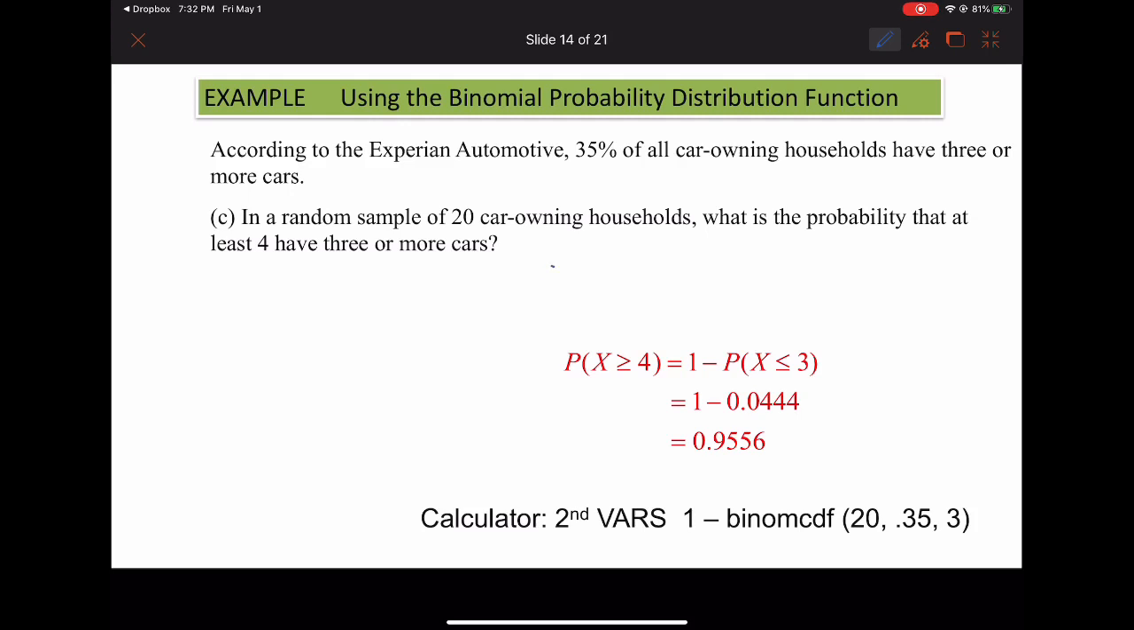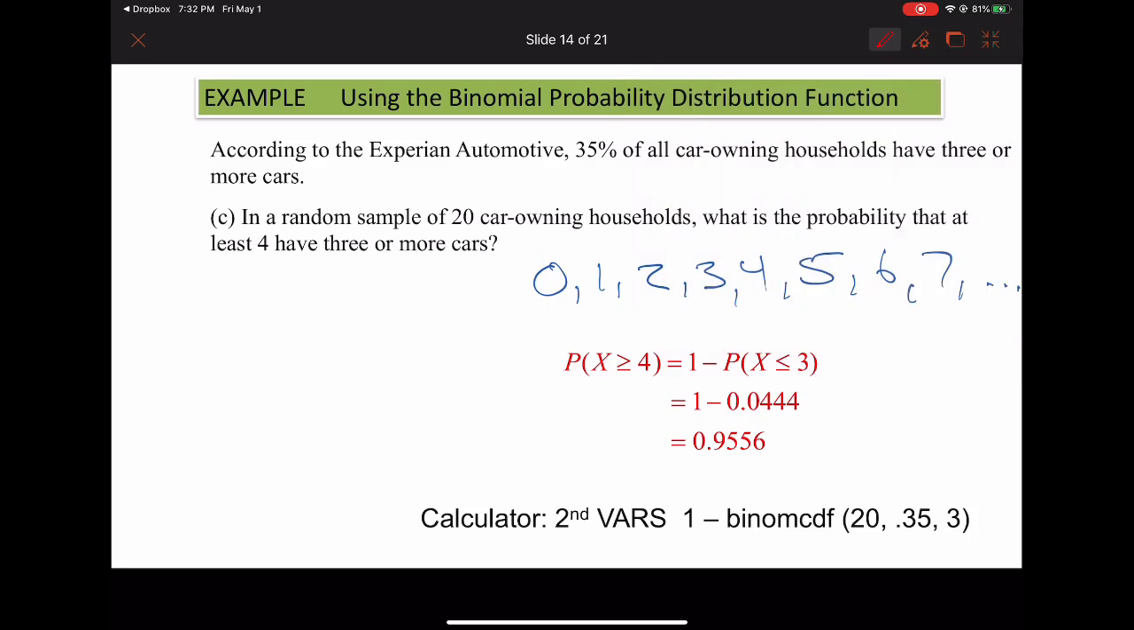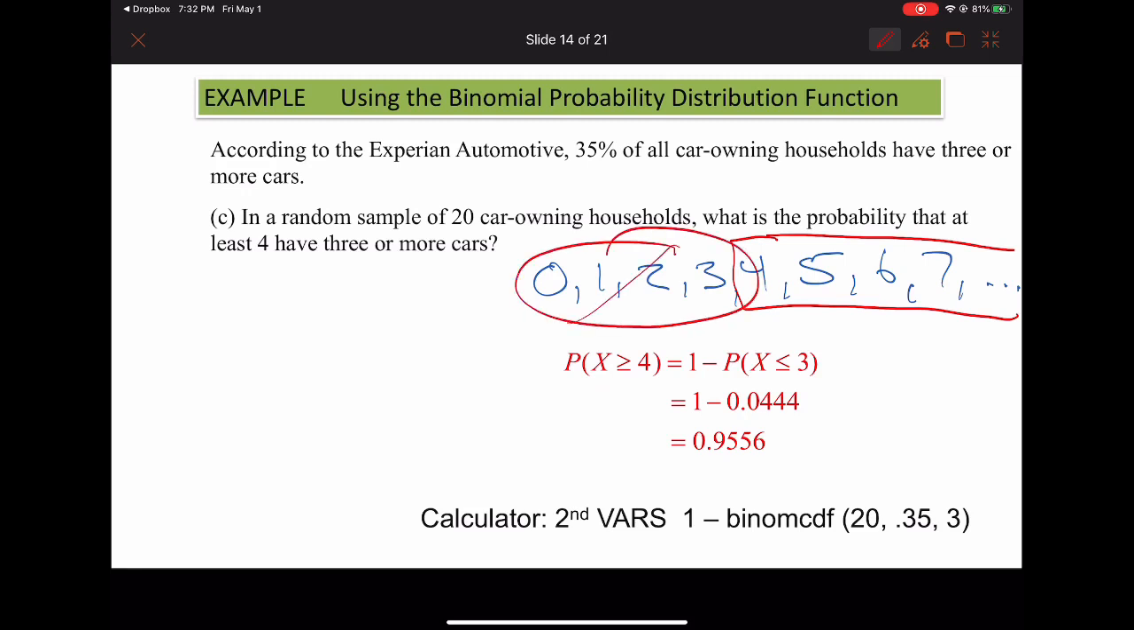So once again, I'm going to write these down. So 0, 1, 2, 3, 4, 5, 6, 7, on and on and on. So if at least 4, I want these right here, right? I want not 0, 1, 2, 3. I want not that. Remember when we say we want not something, we do the complement of that.